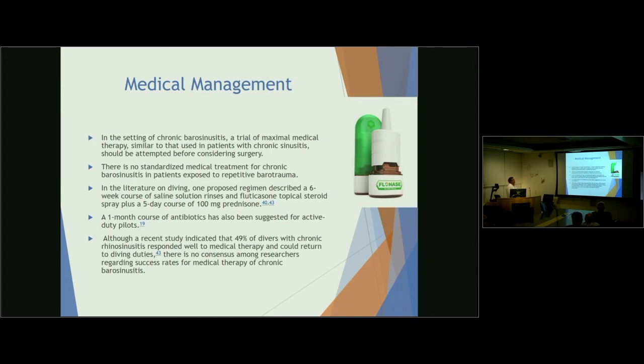A recent study showed that 49% of divers with chronic rhinosinusitis respond really well to medical therapy and could return to diving duties. But this is, again, just one paper that highlights the success of medical treatment in people exposed to chronic ambient pressure changes, even when you see mucosal thickening everywhere and the sinus mucosa is not really healthy, but there is no consensus on that.